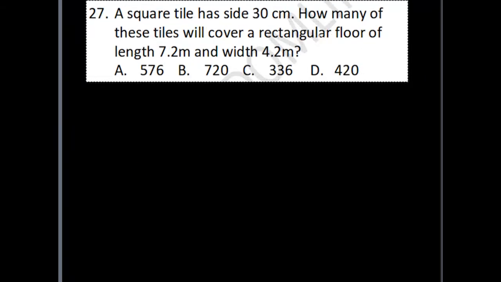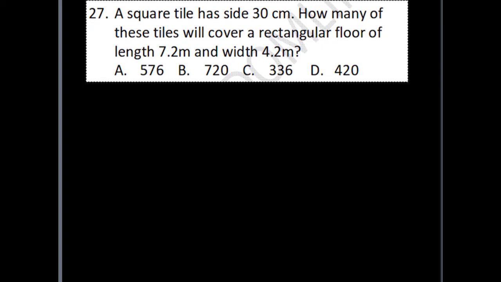Okay, question 27. A square tile has side 30 centimeters. How many of these tiles will cover a rectangular floor of this length and this width? So you want to find the area of the rectangular floor and the area of the square tile, and divide the area of the rectangular floor by the area of the square tile.